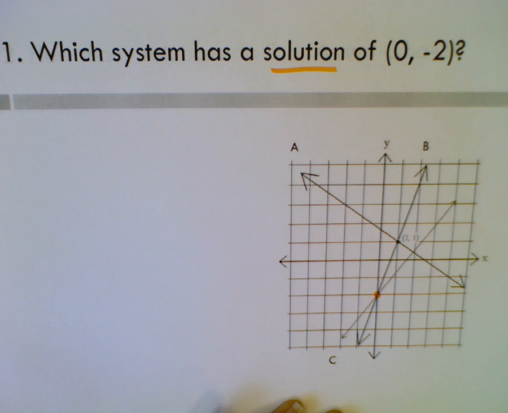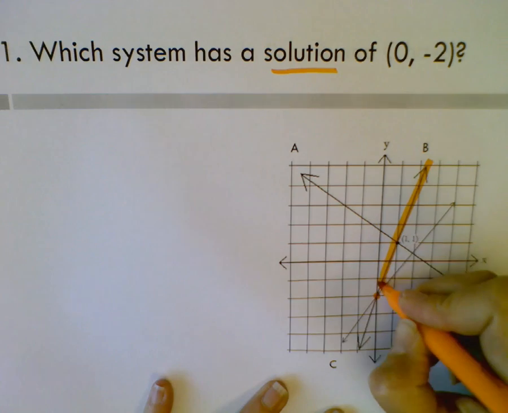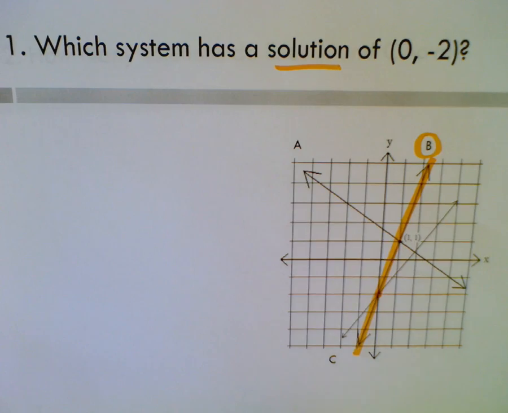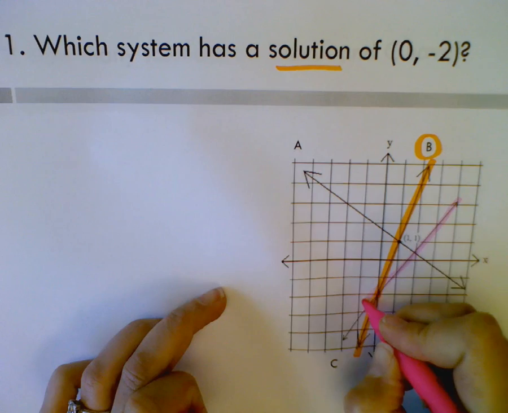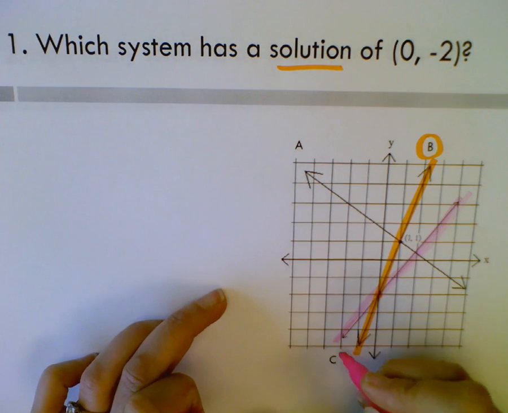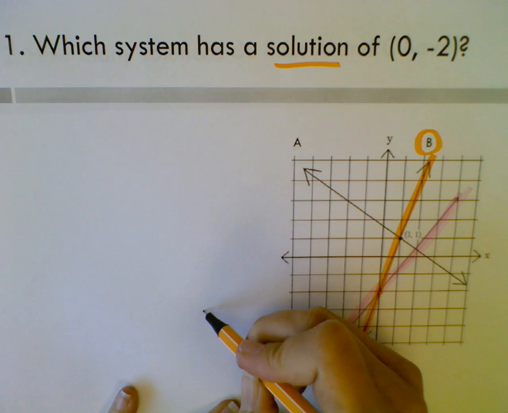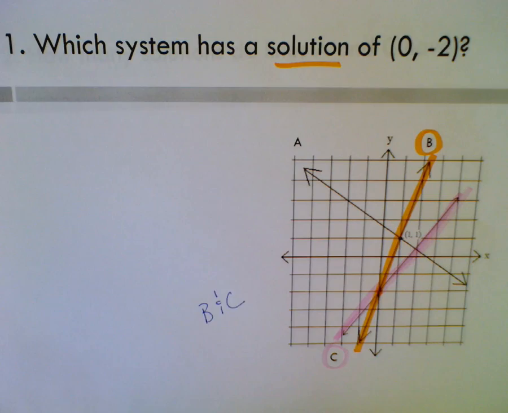Well, which lines are creating that point of intersection? If I follow this line down here, that point is on that line, so B is part of that system. And if I follow this line, that point is also on that line, so C. So the system is comprised of lines B and C.